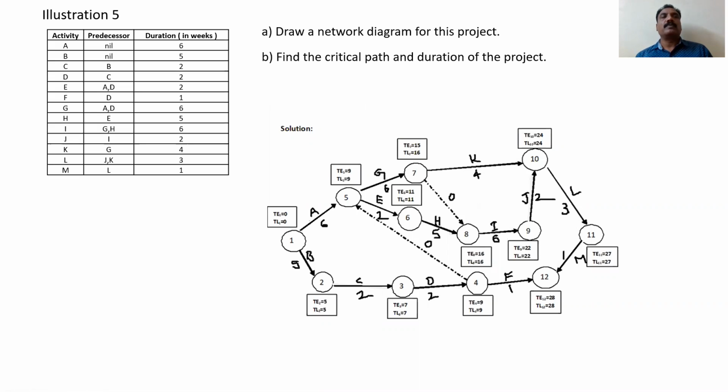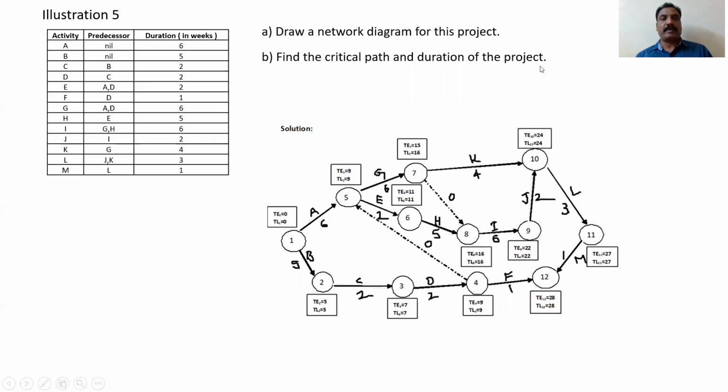Now, one illustration we take up. Based on this, I'll explain what CPM is. Here we are given activities, predecessor activities, and the duration. We are asked to draw a network diagram for this project and find the critical path and the duration of the project. The previous lesson we did the same.